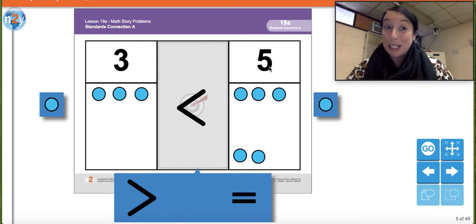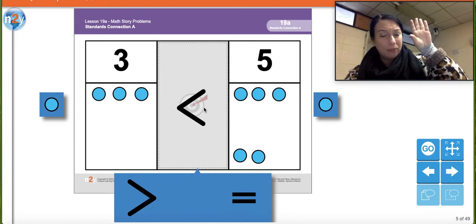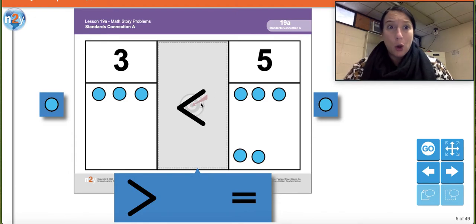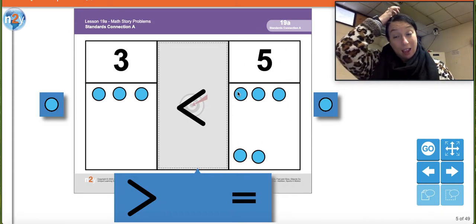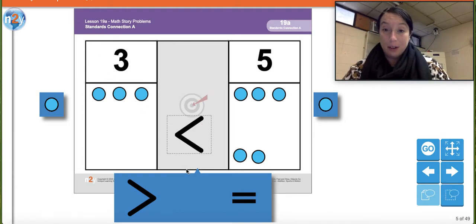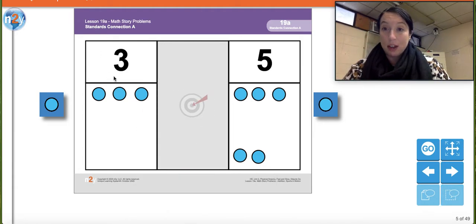So, because we talked about this before, this big side, right? And remember that we said make that symbol look like an alligator. So if Miss Ashley put teeth inside this big mouth, alligators always want to eat more, right? So they want to eat the bigger number. So 5 is greater than 3, or 3 is less than 5. All right, let's try again.